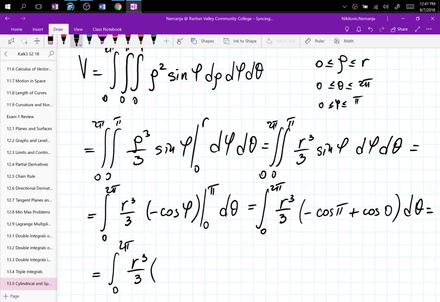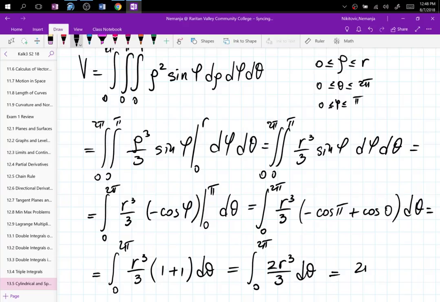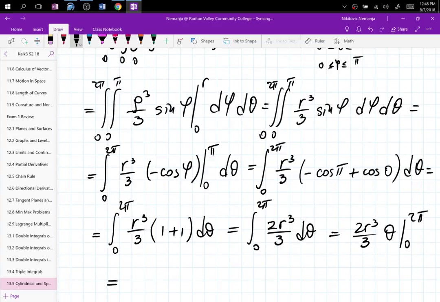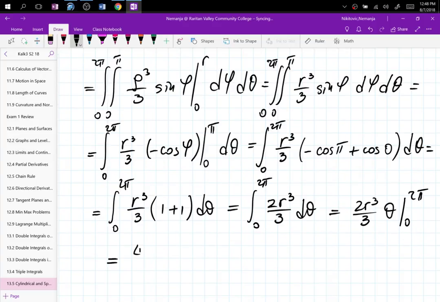Now, cosine of pi is negative 1, and the negative over there makes it 1, so you get 1 plus 1 in here. So you are integrating 2r cubed over 3 d theta. Well, the whole thing is a constant. So you get 2r cubed over 3 theta from 0 to 2 pi, which is clearly 4r cubed over 3 pi.